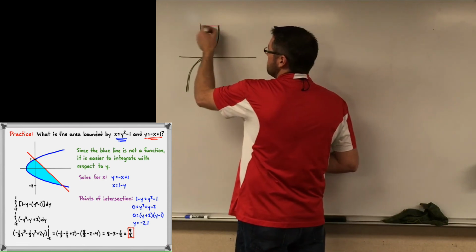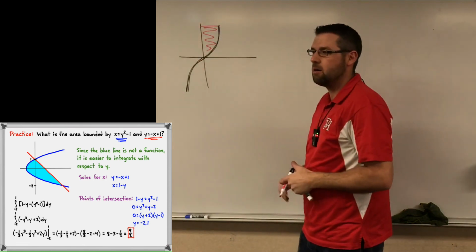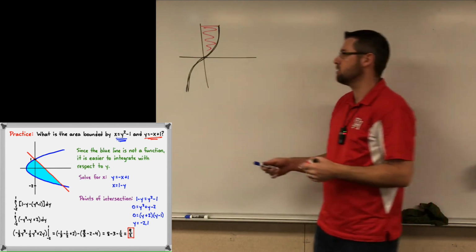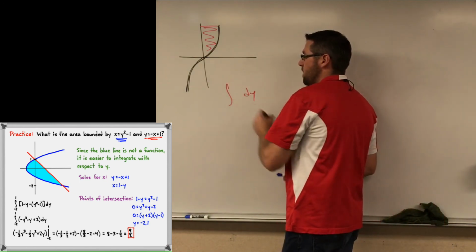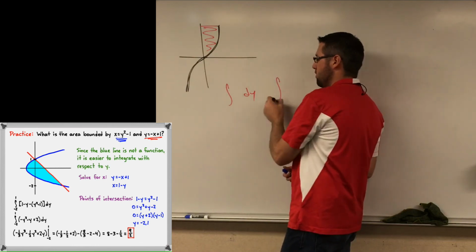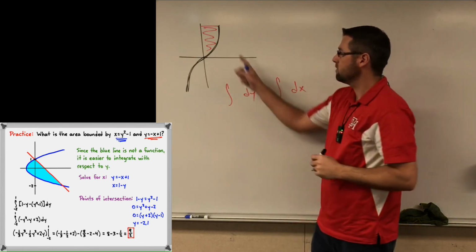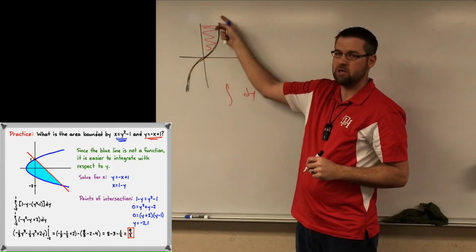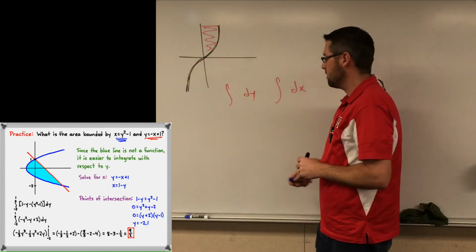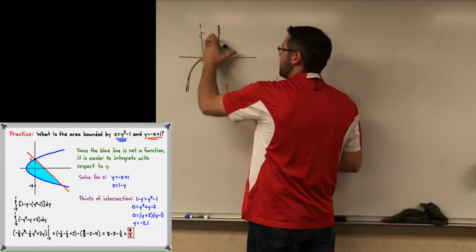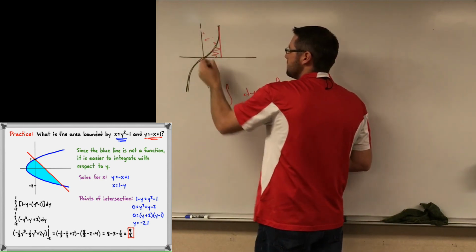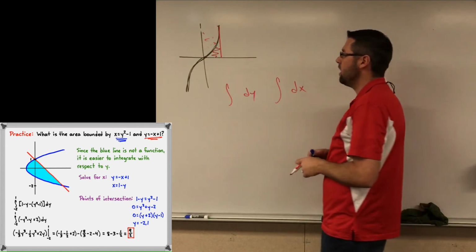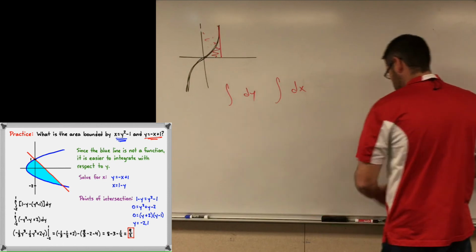Let's say I wanted this region. What would be an easier equation to work with, in terms of y or in terms of x? Should we have the integral of something dy or the integral of something dx? This one's going to be dy because then you're only looking at one function. If instead I wanted this, that would be dx. You could do both in this case.